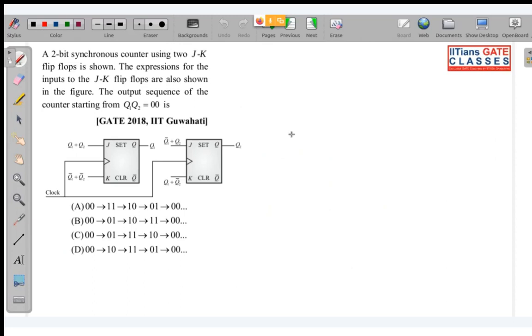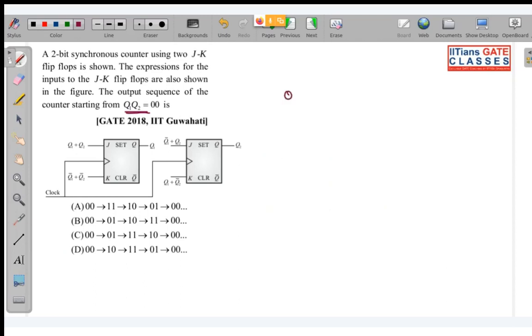So look, a 2-bit synchronous counter using 2 JK flip-flops is shown. The expressions for the inputs to the JK flip-flops are also shown in the figure. The output sequence of the counter starting from Q1, Q2 equal to 0, 0 is. Again, you can see they have told you the MSB and LSB. Very simple. So you need to basically find the order.